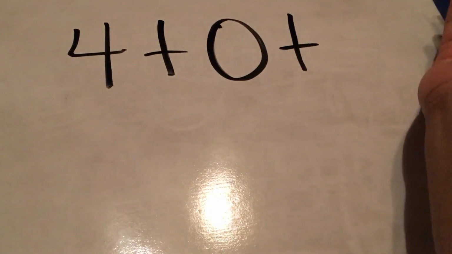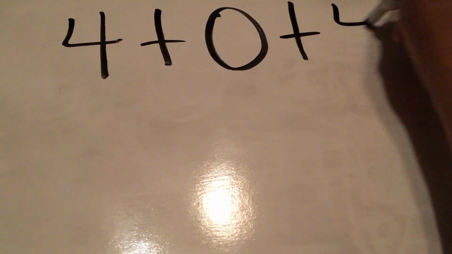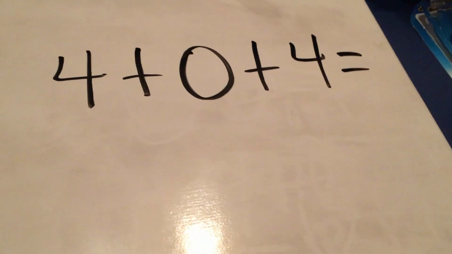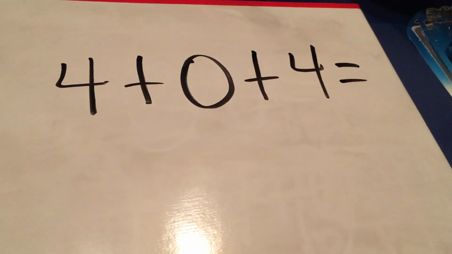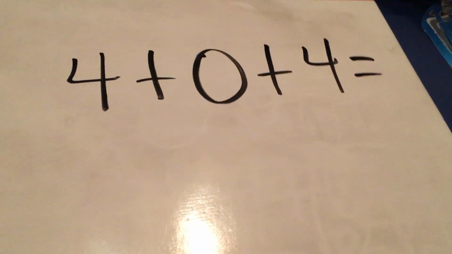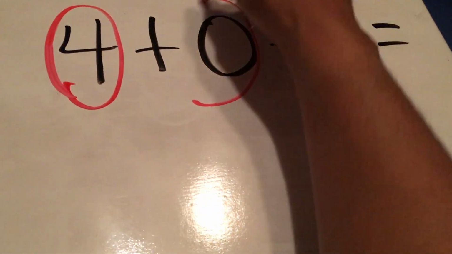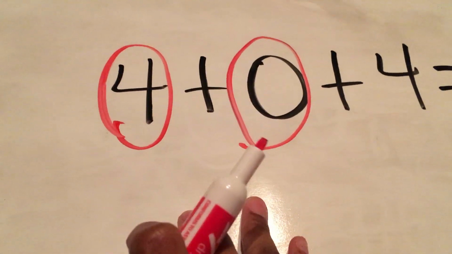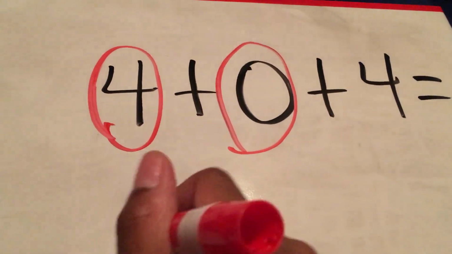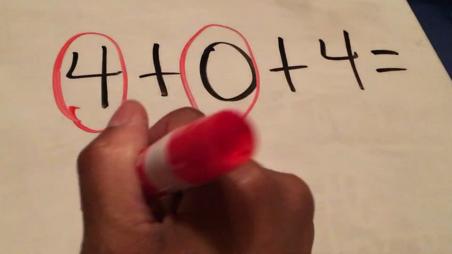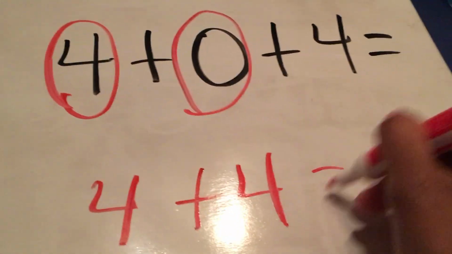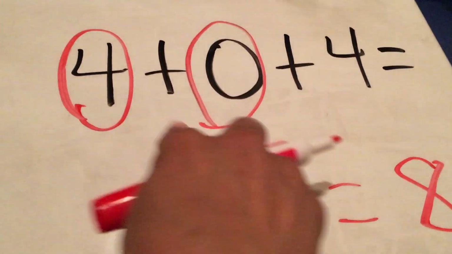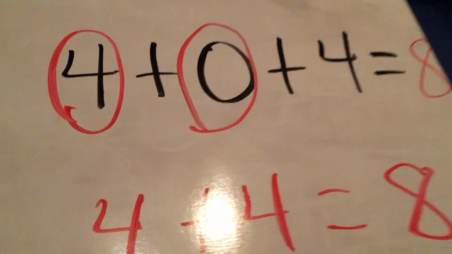All right, we're going to do one more with 3 digits, and then we're going to move on to 4 digits. So if my problem is 4 plus 0 plus 4, again, I'm going to pick 2 digits to start with, and I'll just do the first 2. So I have 4 plus 0. Well, we all know that 4 plus 0 is just going to give me 4, but I have to go back and add this 4. So 4 plus 4 is going to give me 8. So that means that 4 plus 0 plus 4 is 8.